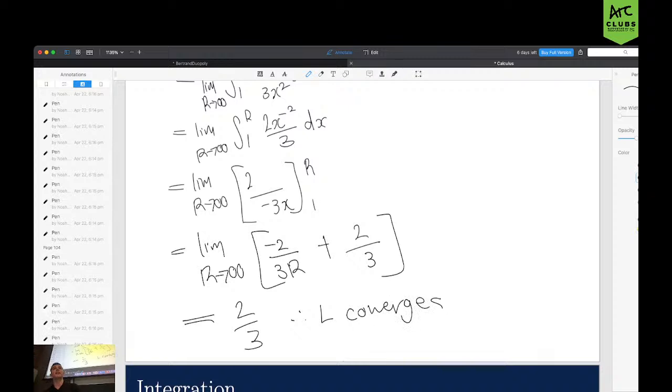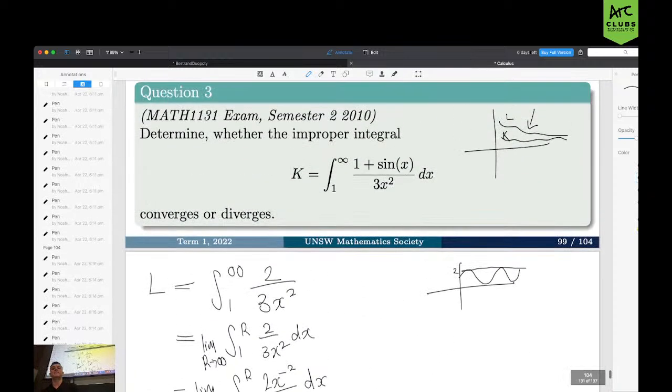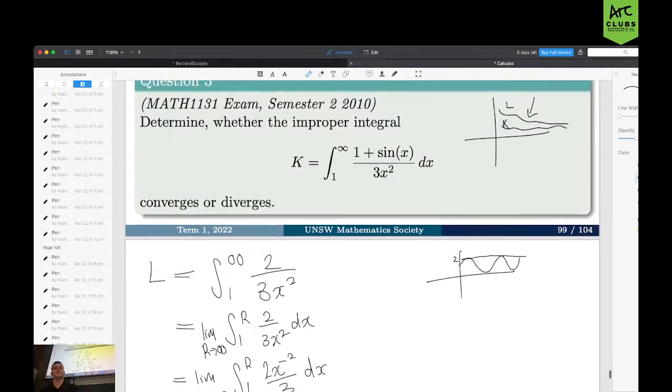Which must also mean that K converges, right? Because if K is something below L, and L converges, then K must also. So yeah, this one converges as well.